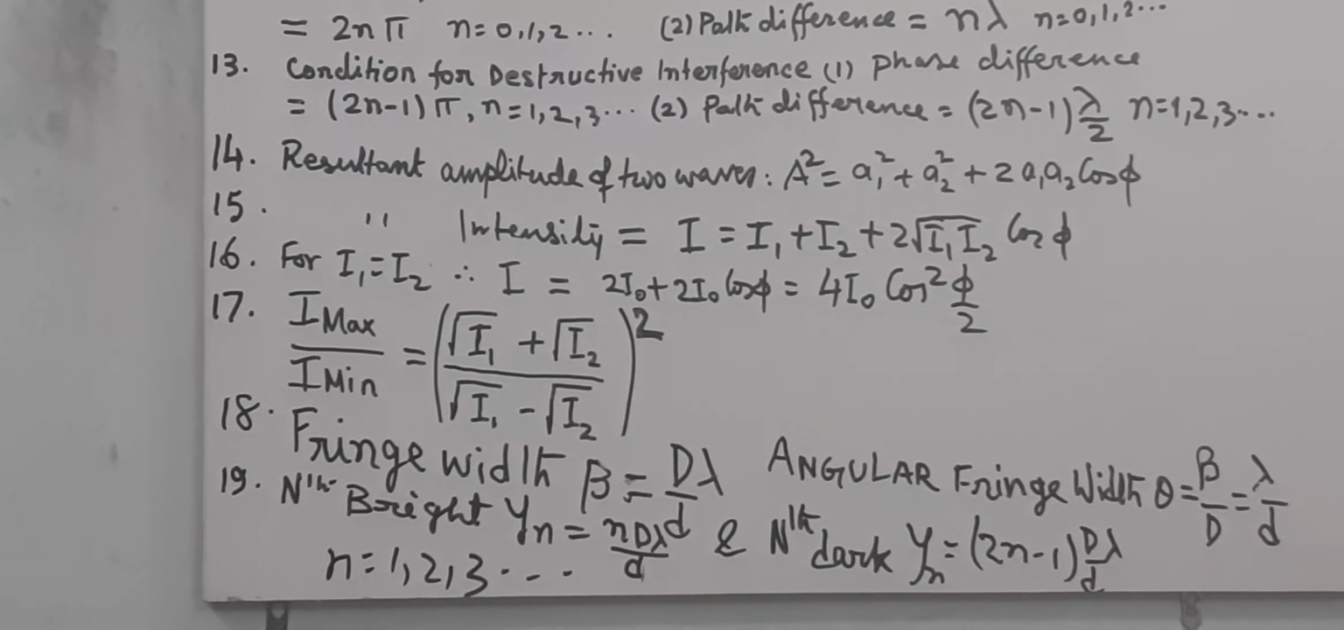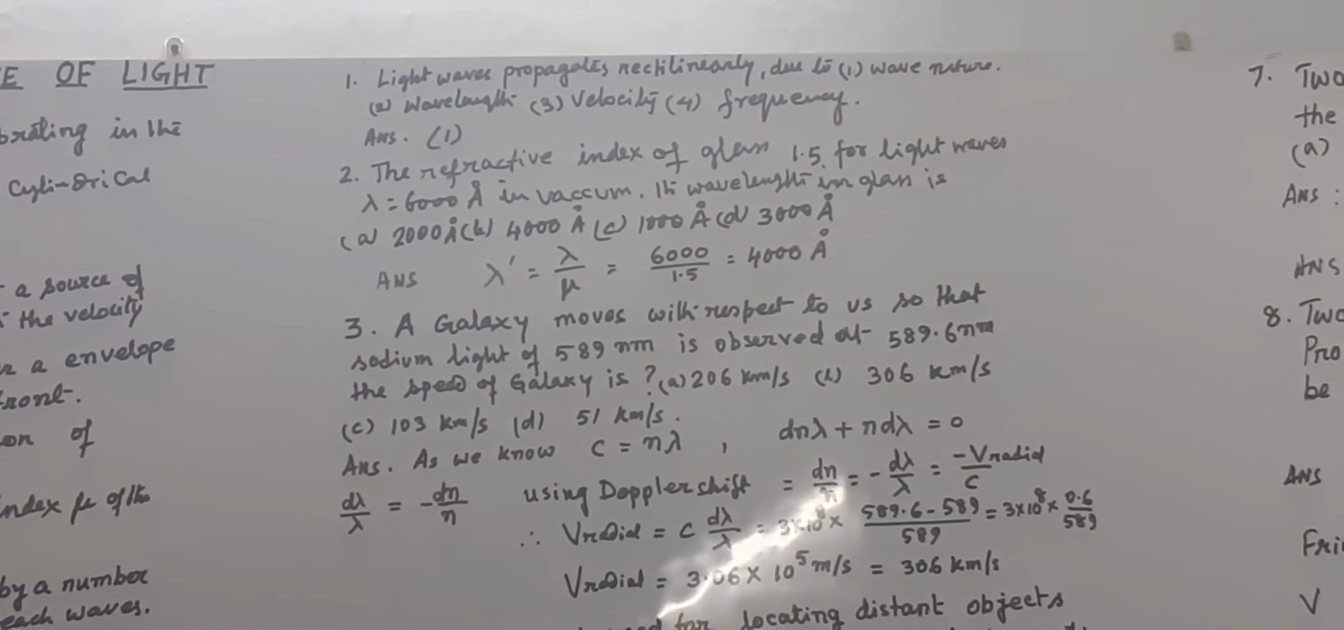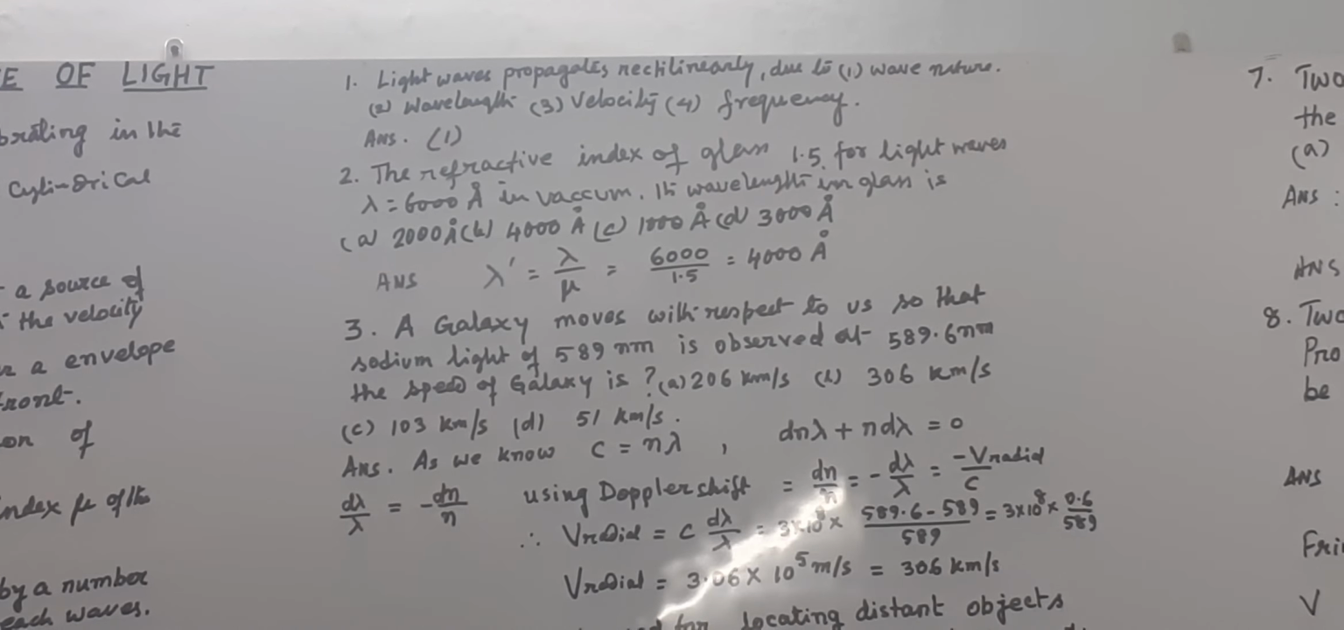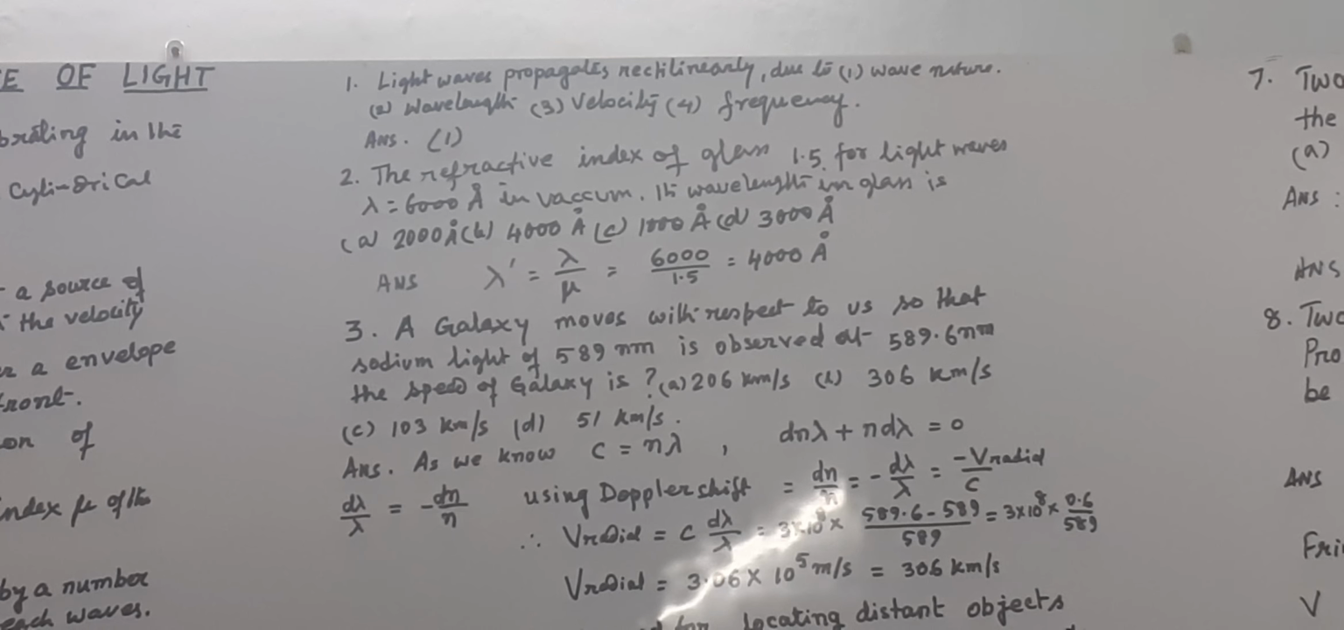Now, we would like to discuss problems on interference of light. First question here: light waves propagate rectilinearly due to, there are 4 choices: wave nature, wavelength, velocity, frequency. Of course, the first one is the answer, that is wave nature. Next question: the refractive index of glass is given as 1.5 for light waves, lambda is given as 6000 angstrom in vacuum. The wavelength in glass is, there are 4 choices.